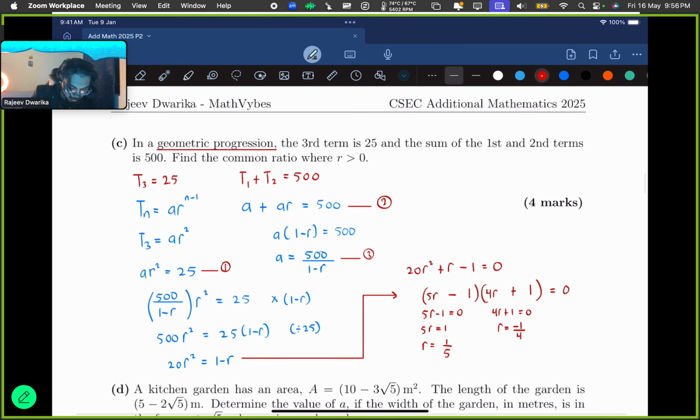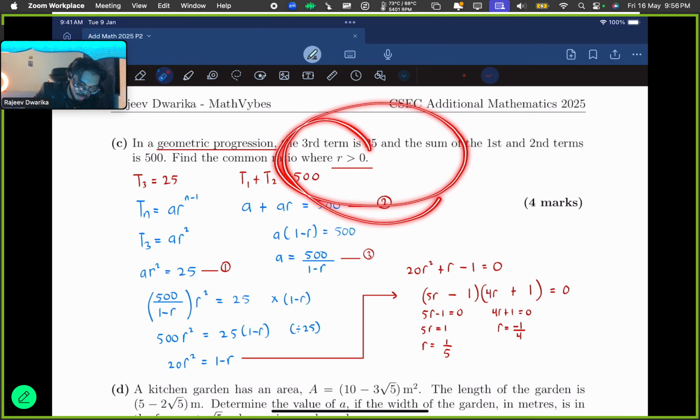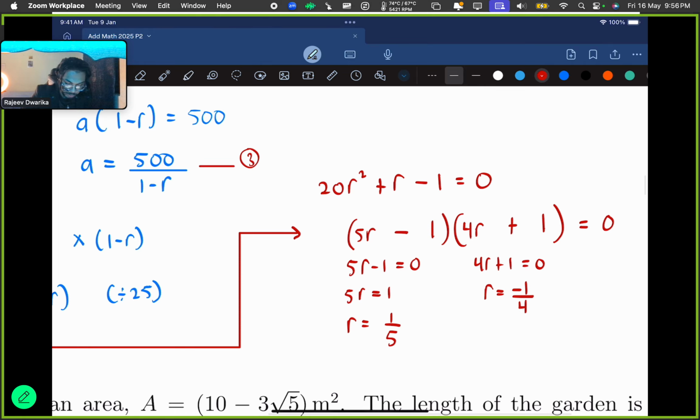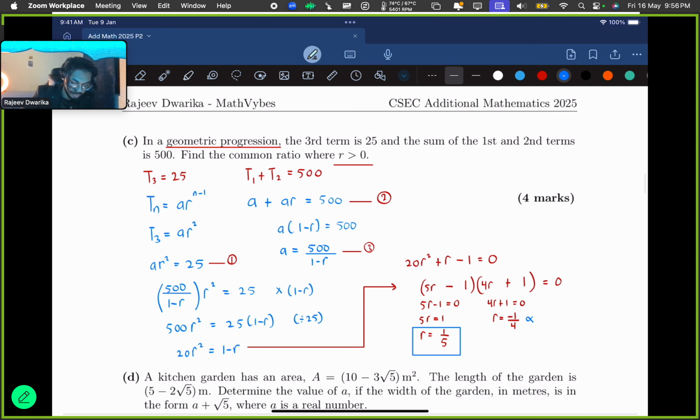R is equal to 1/5, or it can be minus 1 over 4. Guys, pay attention to this. They said r has to be more than 0. So the only valid solution is 1/5. Right. So, yes or no? Are you okay with this?